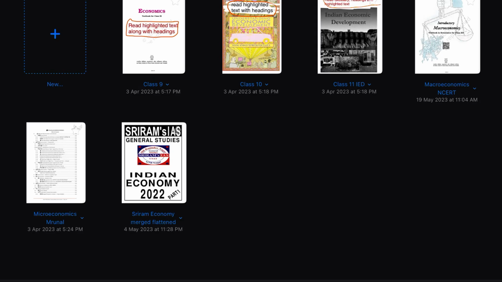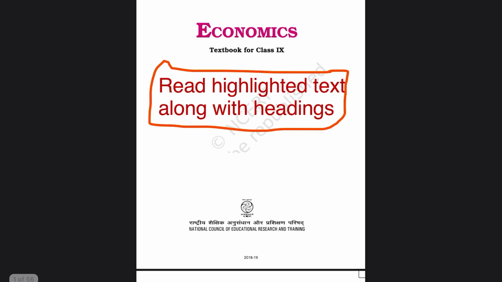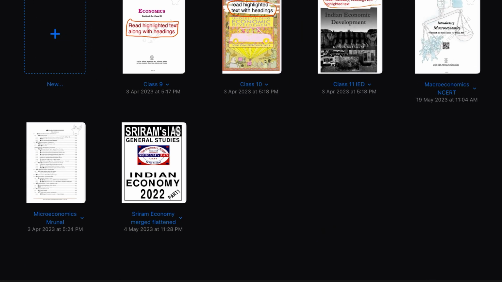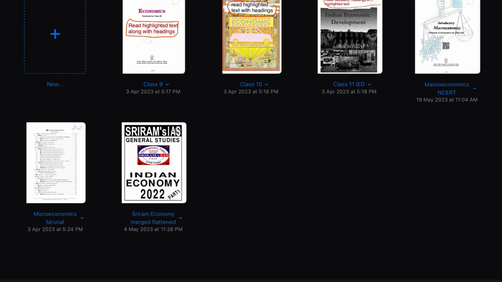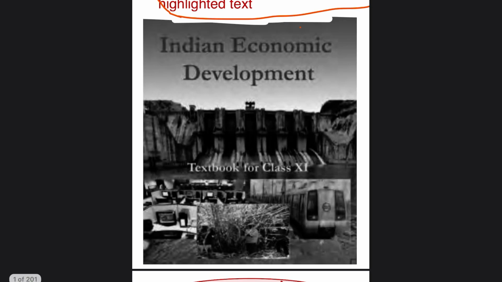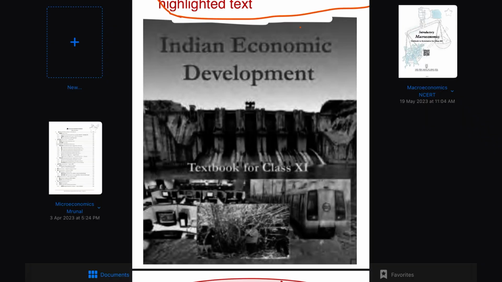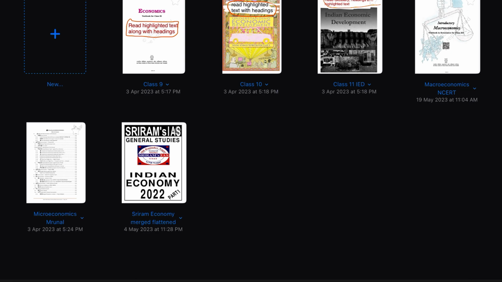Hello everyone. These are the four important NCERTs for economics preparation for the UPSC Civil Services examination. Usually four NCERTs are recommended. For instance, we have this class 9 NCERT, right? This is the class 9 NCERT. Then we have the class 10 one, right? Then we have this class 11 Indian Economic Development, very important for understanding the Indian economy since independence.